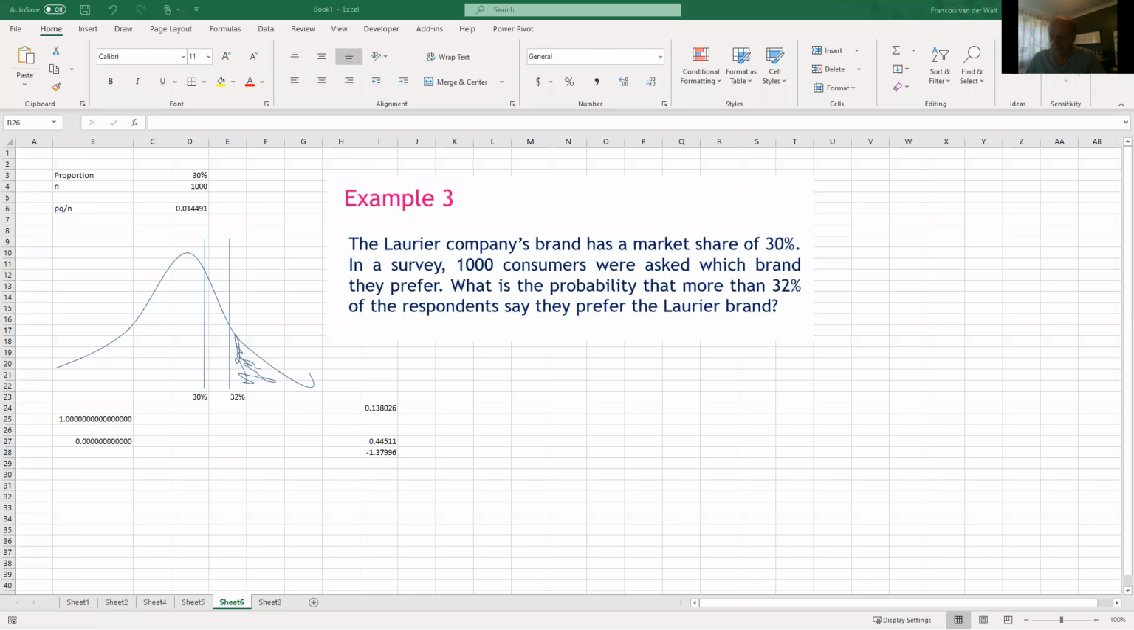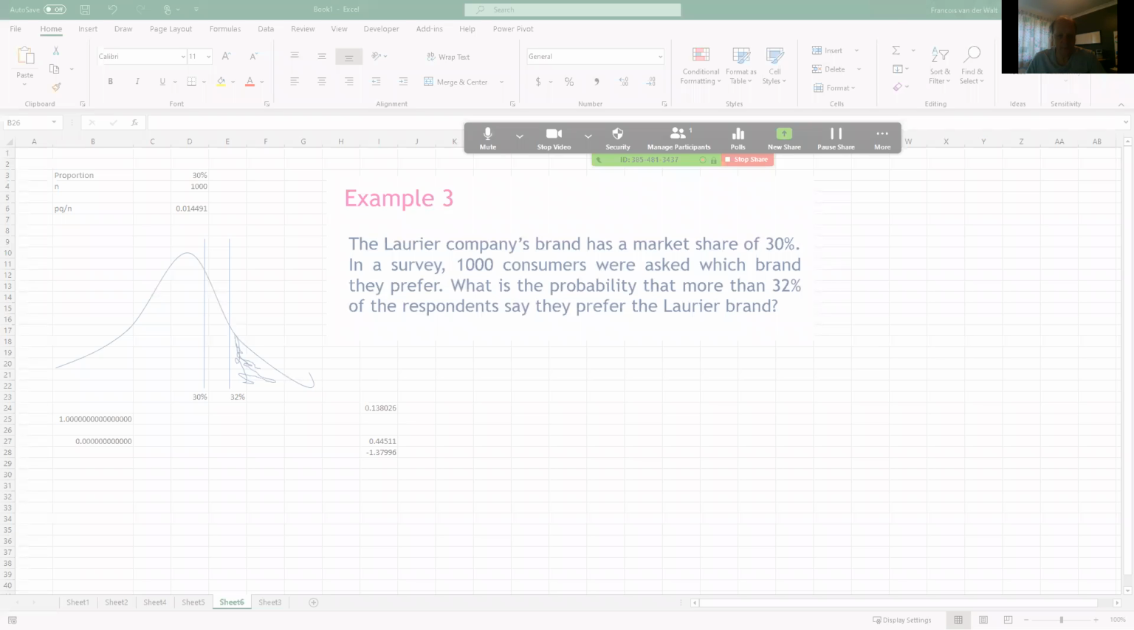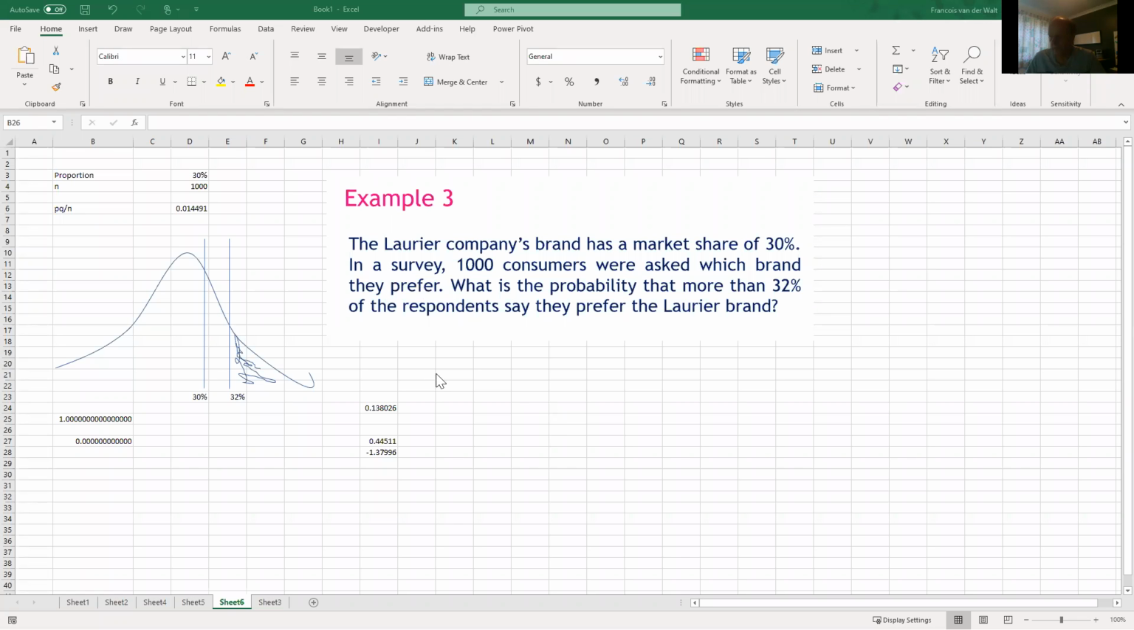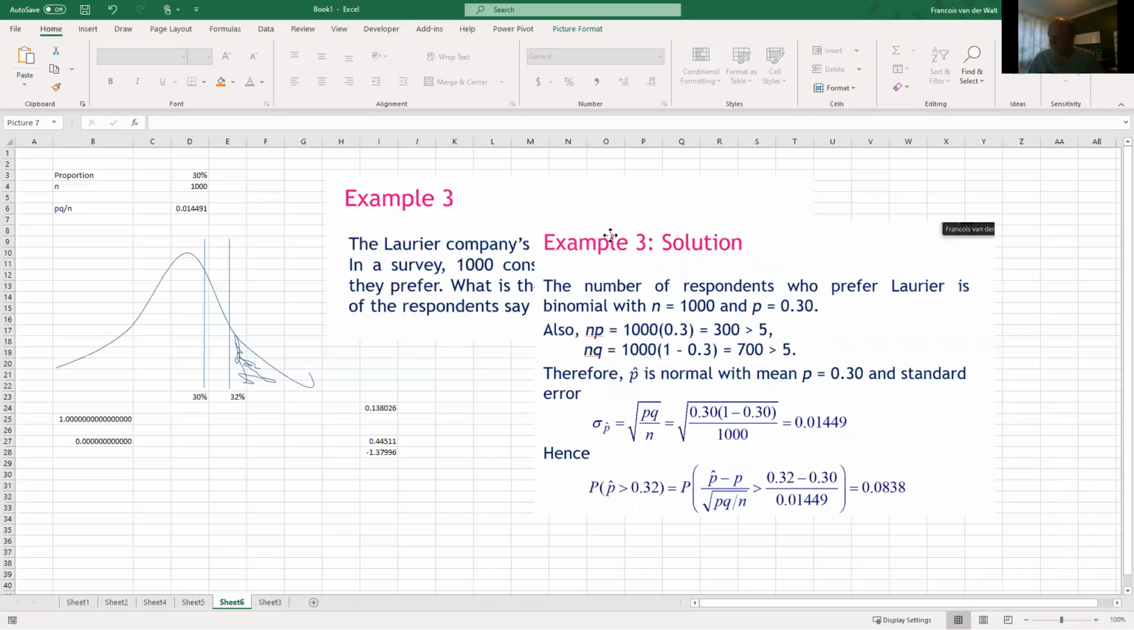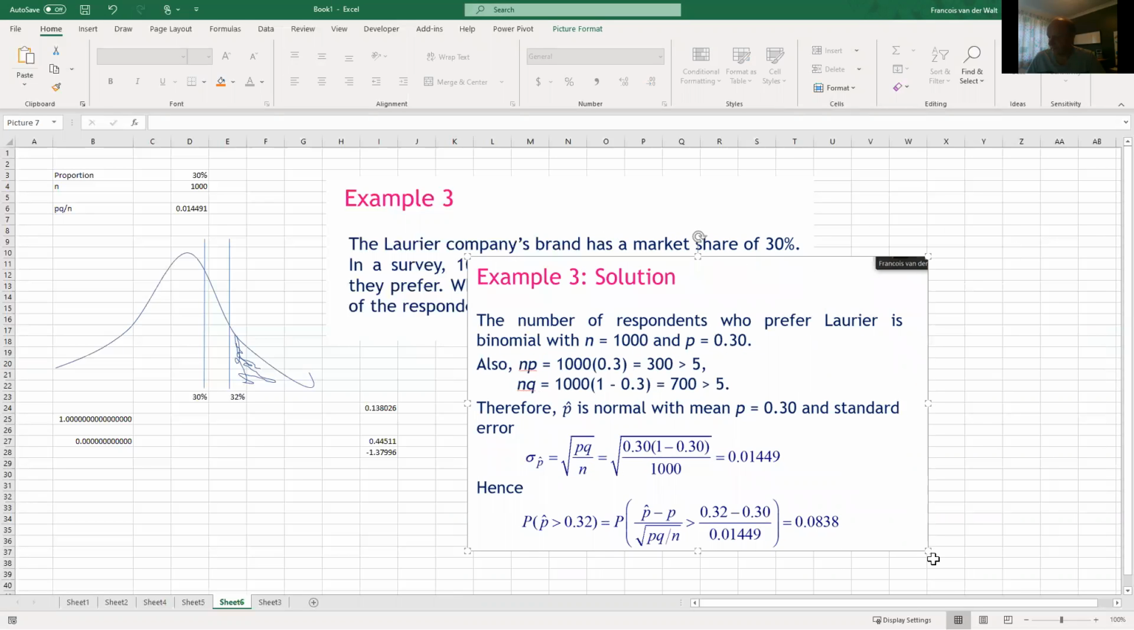I'm going to share my screen, and this is where we ended up with example 3. Now let me just open up the PowerPoint slide, and I'll cut and paste the solution in so that we know what I was aiming to get. This was the answer from the slides. I'm just pasting it here. You can nicely see it. Make it a bit smaller. You can read it.